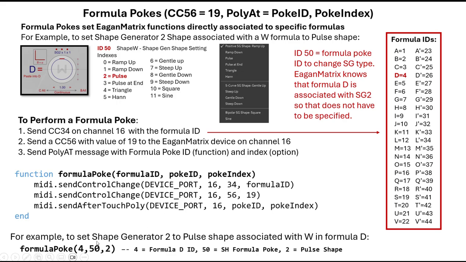for the poke ID, that means change your shape generator setting, with a value of 2, which is change to pulse. I don't have to tell it anything about shape generator 2 in this case, because the EaganMatrix knows that formula D is associated with shape generator 2. So that's the basic formula poke.